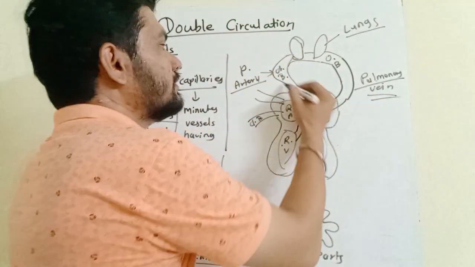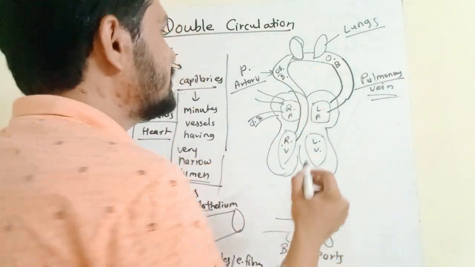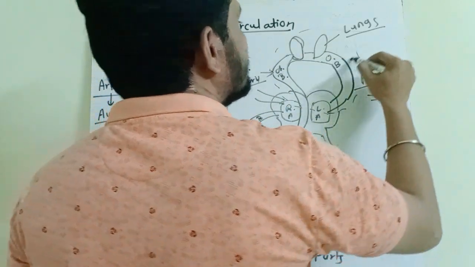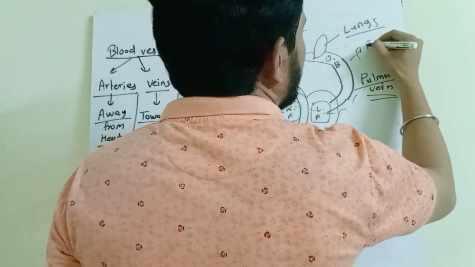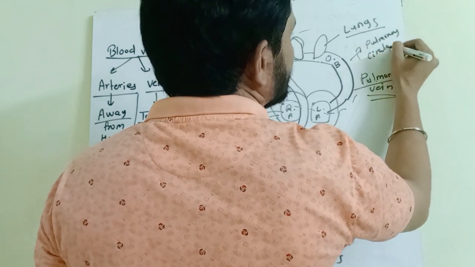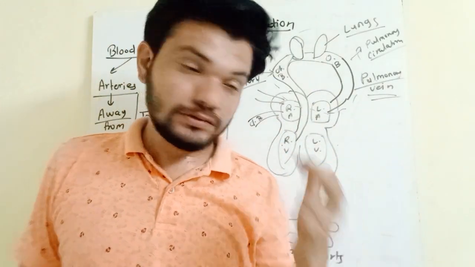So this is called the pulmonary circulation. So this part is called the pulmonary circulation. Pulmonary circulation. This is the first part of the double circulation.